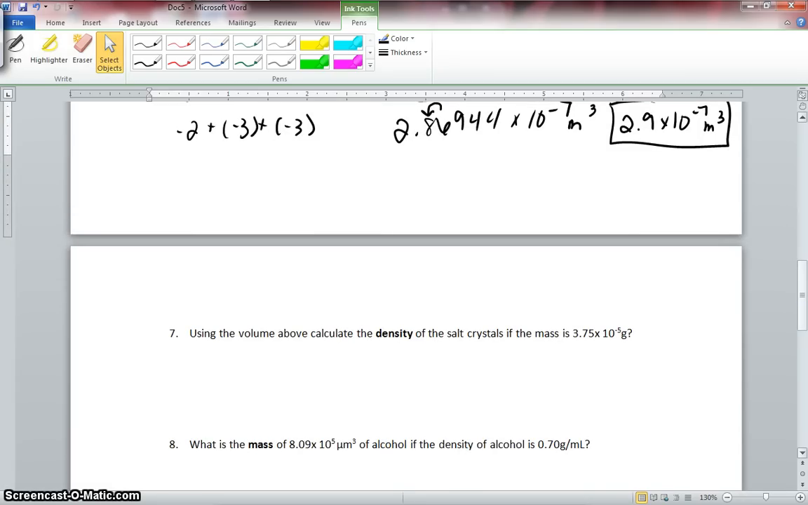Next question. It says, using the volume above, calculate the density of salt crystals if the mass is 3.75 times 10 to the negative 5th. So density is going to equal mass over volume. So our mass is going to be 3.75 times 10 to the negative 5th.